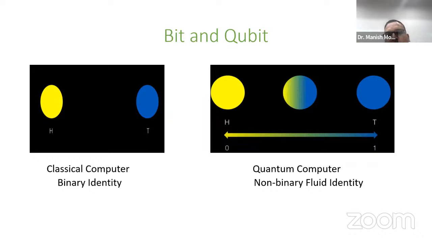Whereas quantum computers have a non-binary, fluid identity. They can be in a state in between, a dual state, like half yellow, half blue, as you are seeing on the screen. And when we want to see the end result, they can lead to that situation according to the probability or whatever desired result we need. Accordingly, they change their final state, right?